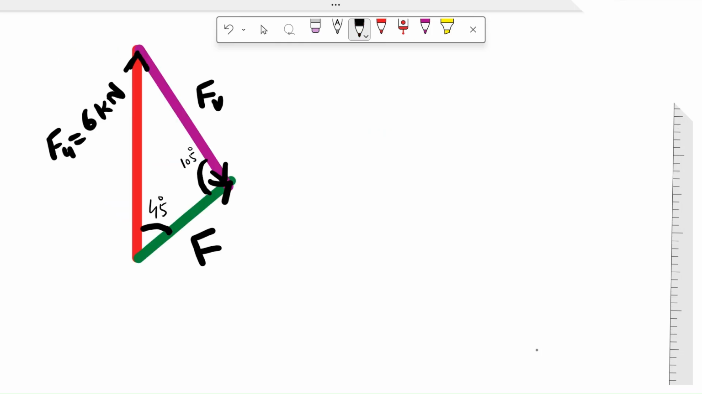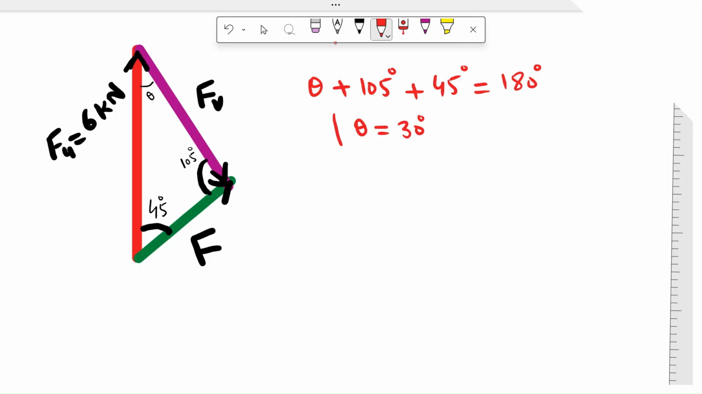So here I have zoomed in. I will be finding this angle, which I am naming theta. The sum of all the angles in a triangle is equal to 180. So theta plus 105-degree plus 45-degree, these three angles in a triangle, sum to 180-degree. After calculating, theta will be equal to 30-degree. So we found the value of theta. Now we will apply the sine law. Then we can easily determine the value of the resultant force and one of its components along the axis.